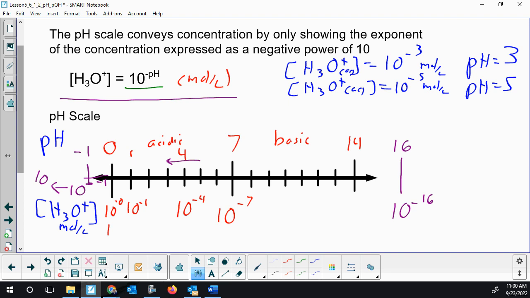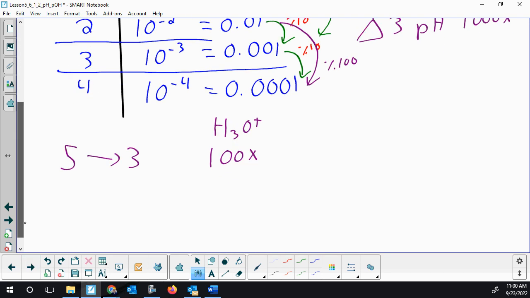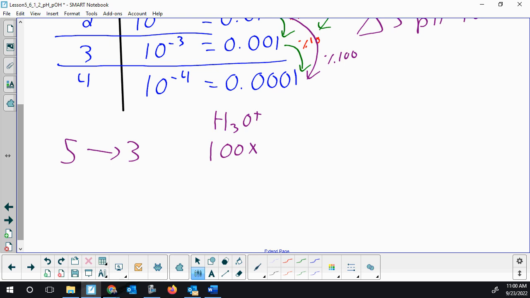As you drop in pH, you're going from 10 to the minus 5 to 10 to the minus 3. So anytime you drop in pH, it's getting more acidic. So it's 100 times larger because the pH is dropping. 3 to 5, the other way, would be 100 times smaller change.